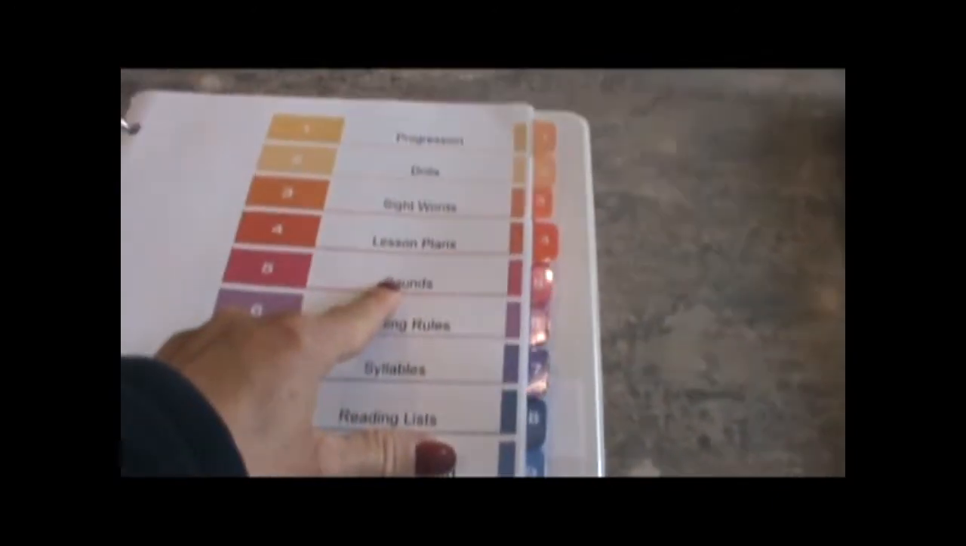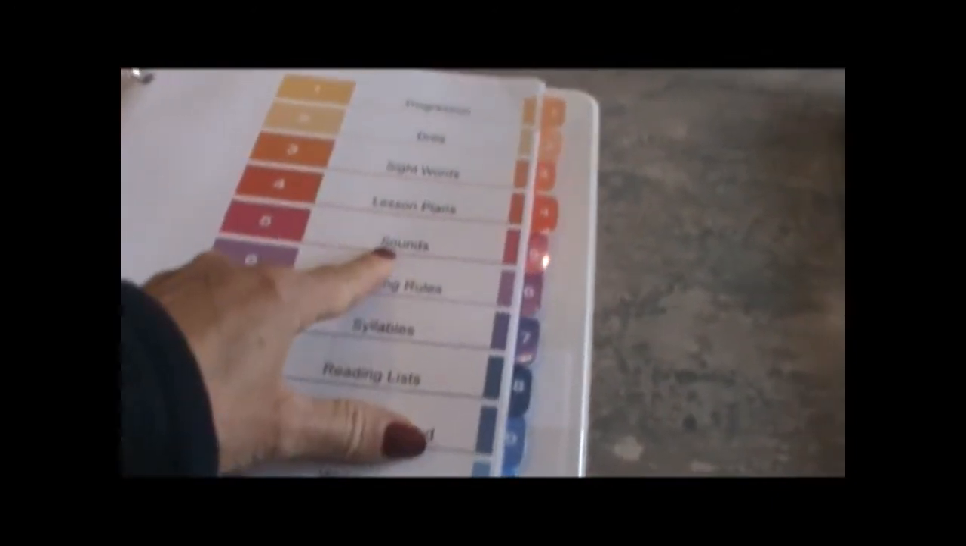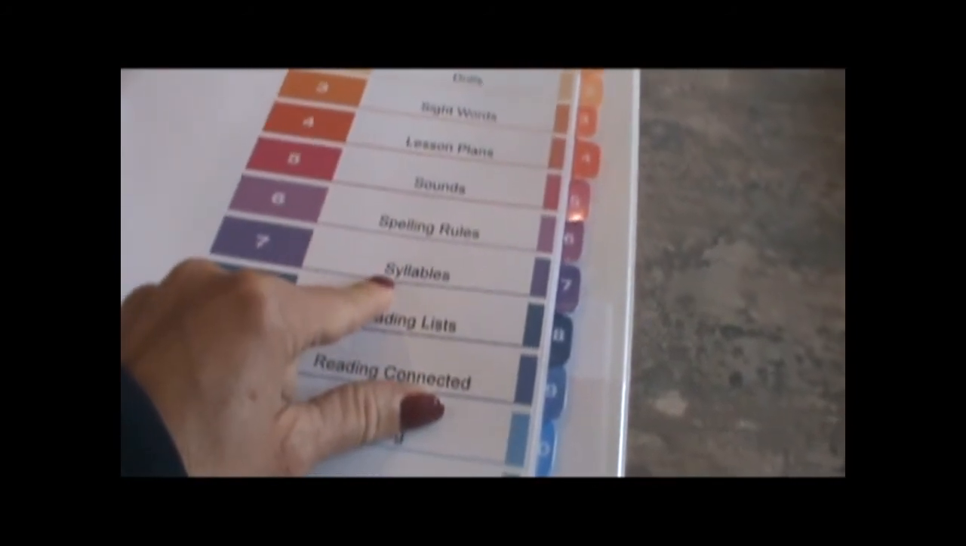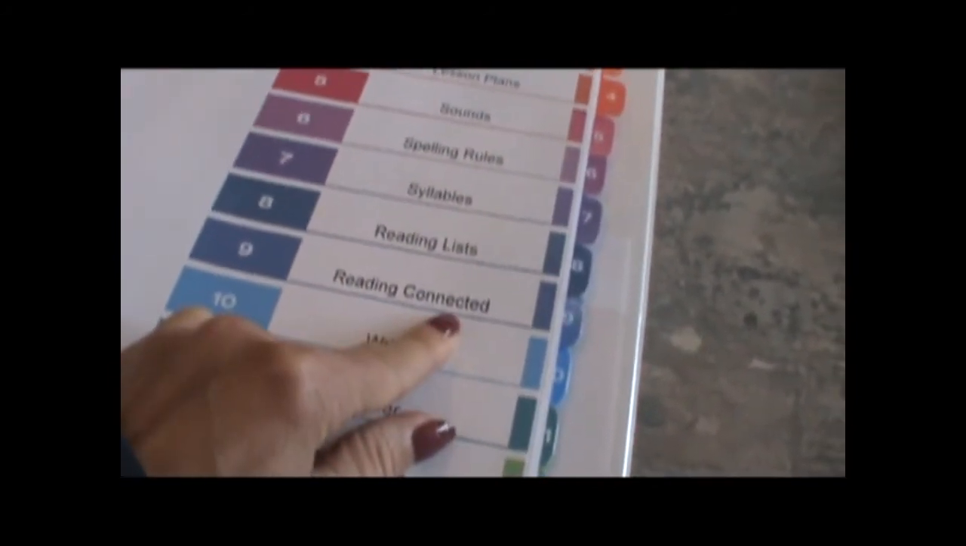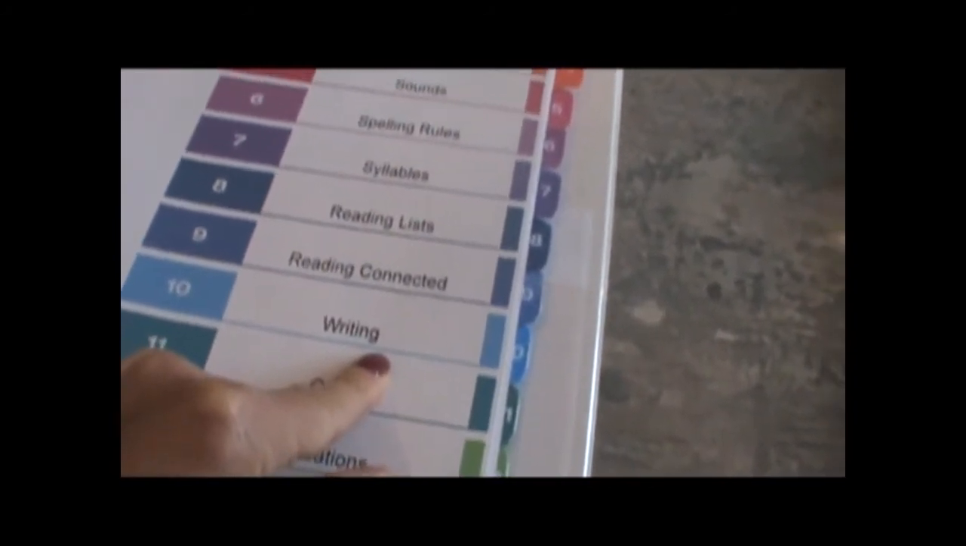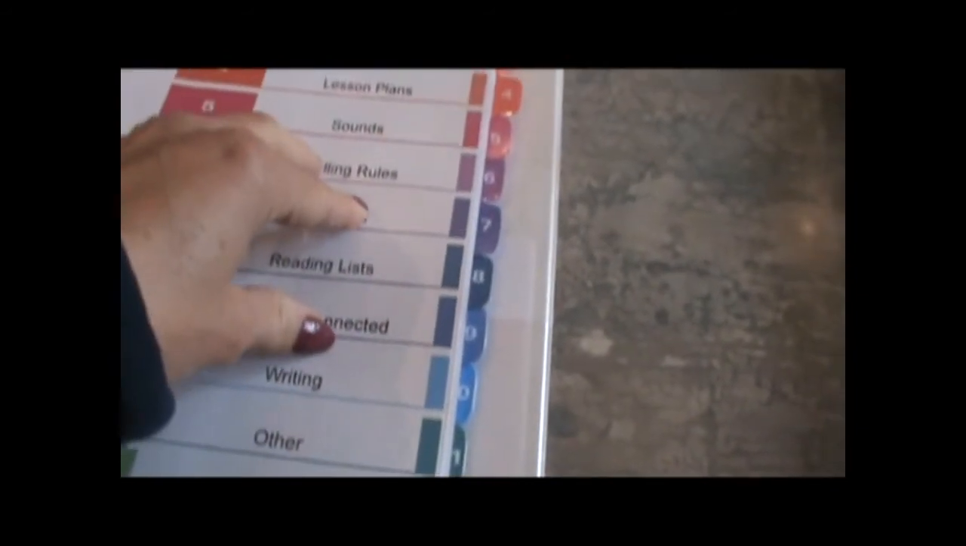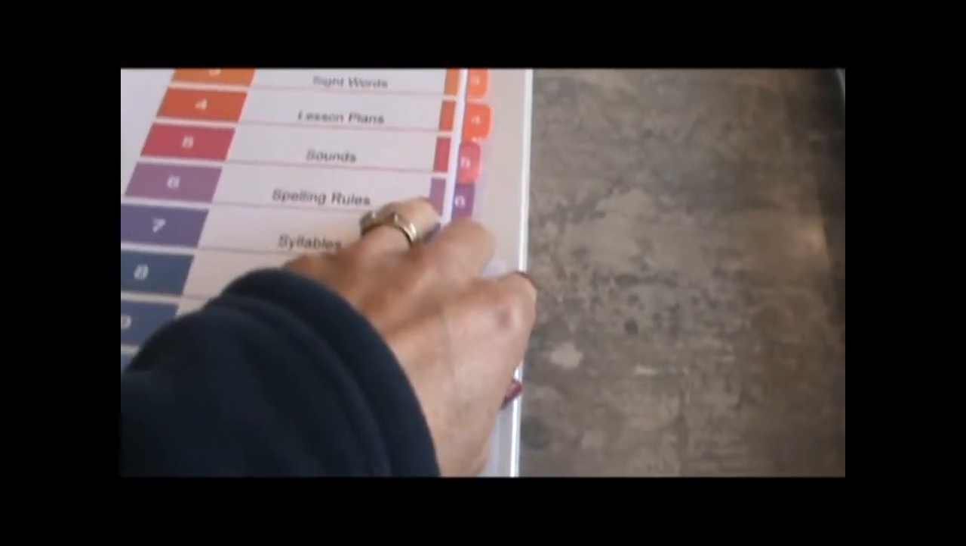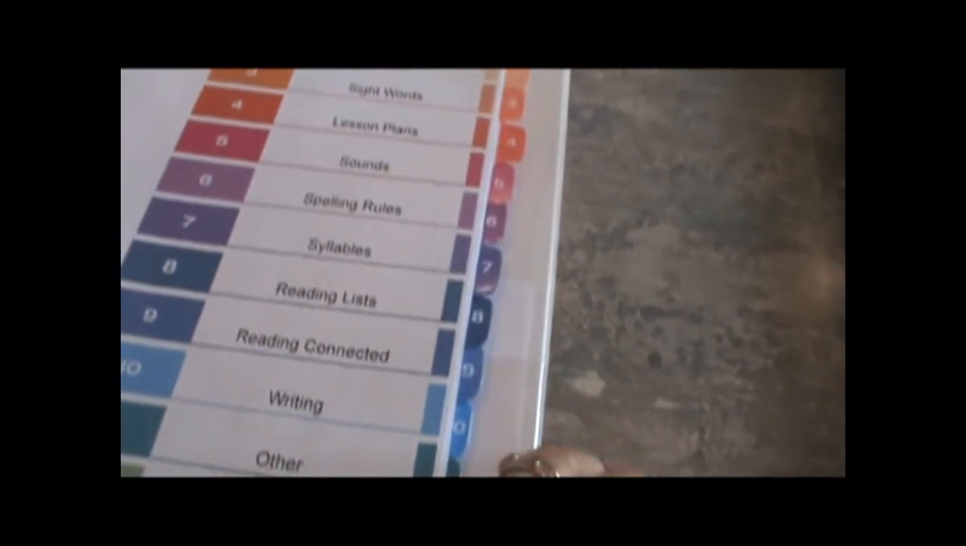The next sections are all the same ones that would be in the student book. So sounds, spelling rules, syllables, reading lists, reading connected, and writing. When I give a sheet to a student, I make a second sheet and put it in this book, so I have a mirror of what the student's book looks like.